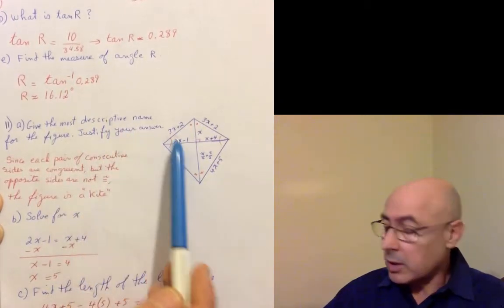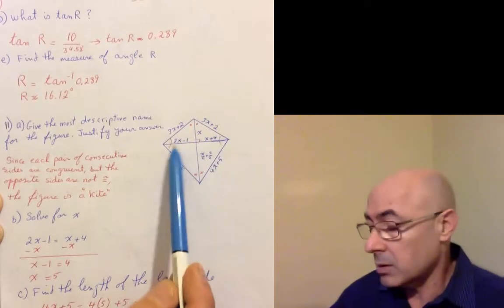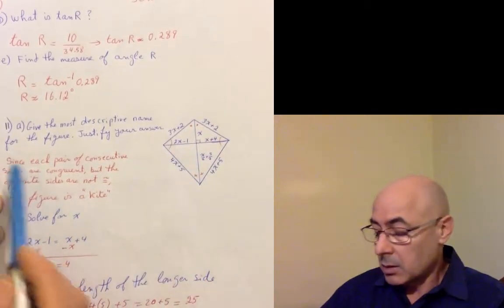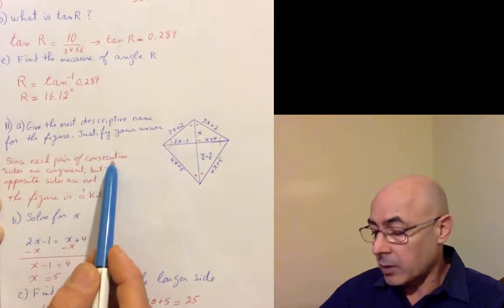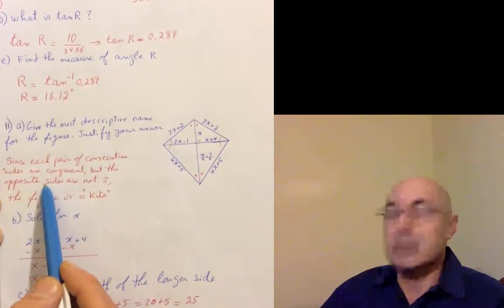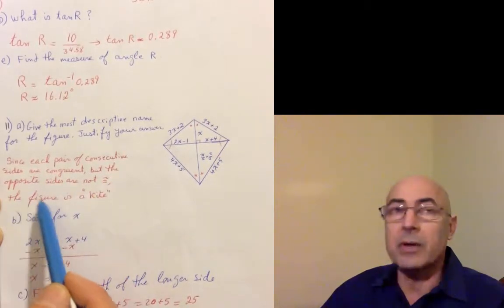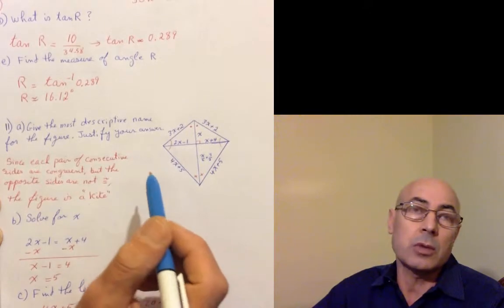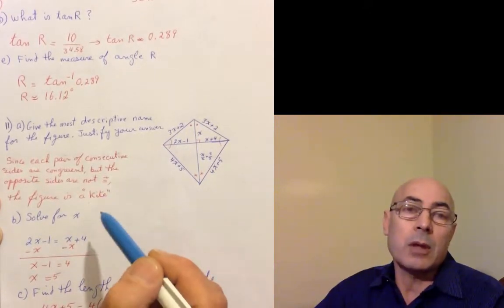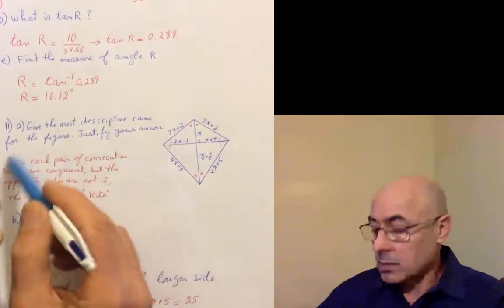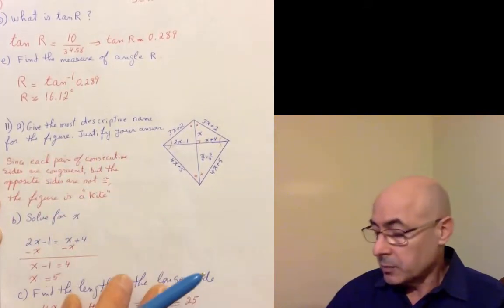So the question here, what's the name of this figure? Is it parallelogram? Is it rhombus? It's what? And say the reason. So since each pair of consecutive sides are congruent, but the opposite sides are not congruent, the figure is called a kite. And you can go back and watch the tutorial for the trapezoids and kites, and you can figure out this.